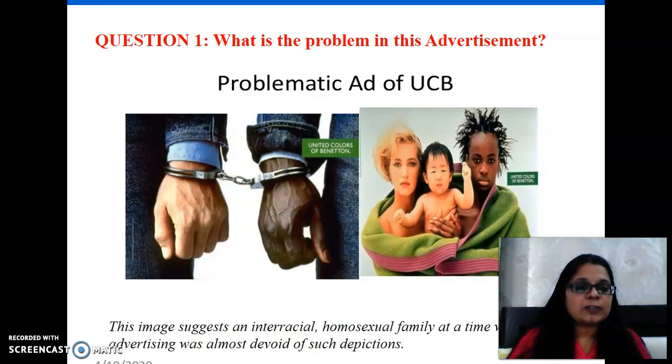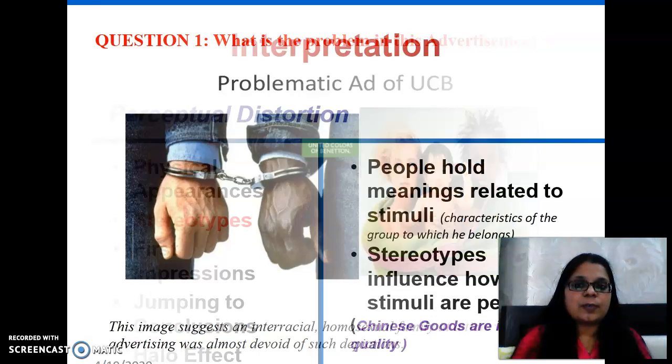But actually, this became a very controversial ad. Later, they had to remove this advertisement. What the consumer perceived is that this is basically about promoting a lot of interracial and homosexual families, at a point of time when advertising was almost devoid of such depictions. So this is also an example of how perceptual distortion takes place because of physical appearance.